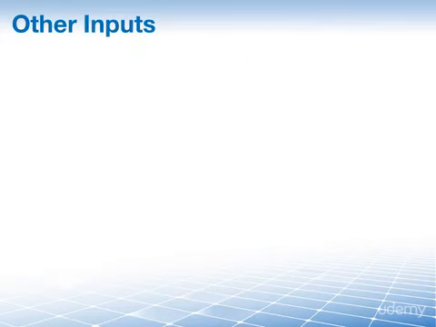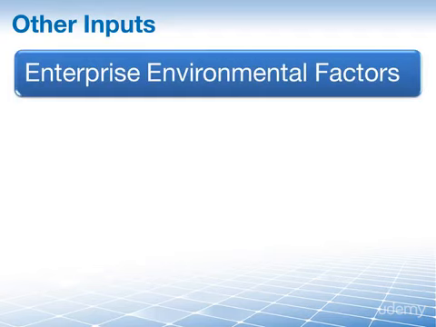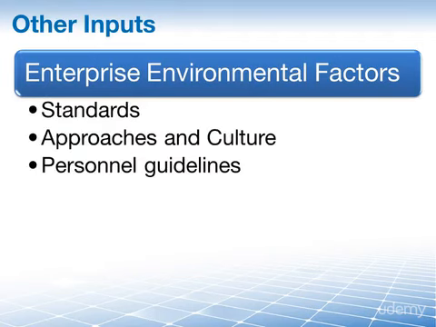And the final two inputs are the broad classifications of enterprise environmental factors and organizational process assets. With enterprise environmental factors, we are referring to the surroundings and the world we live in, or more precisely, the world the project must work within. So things like the governmental or industry or company standards, cultures and approaches to risk or conflict, handling personnel administration, and much more influences how we develop the project management plan.